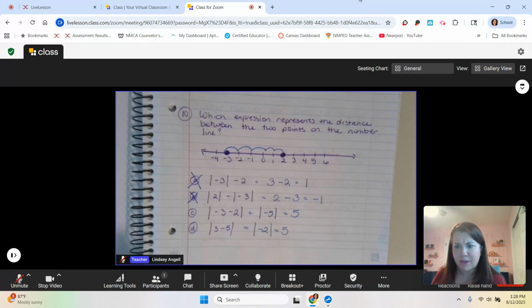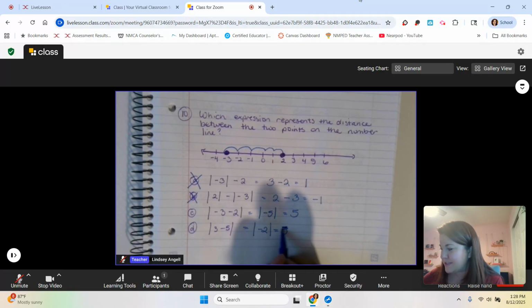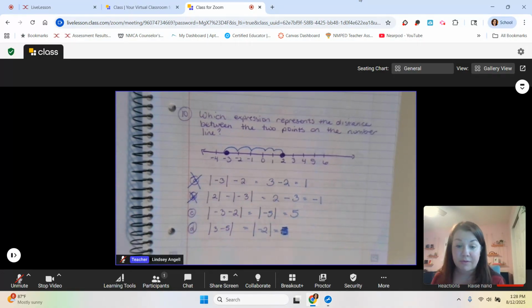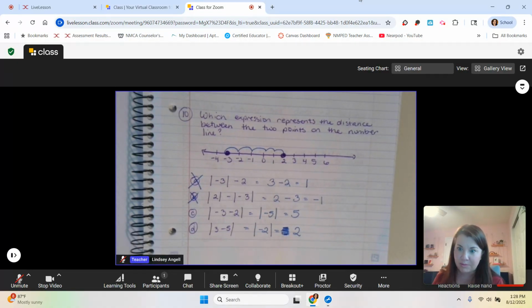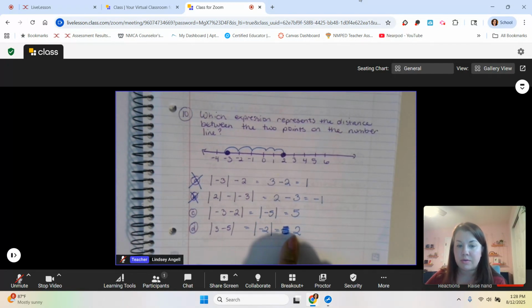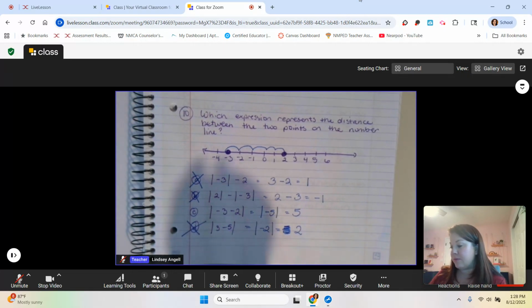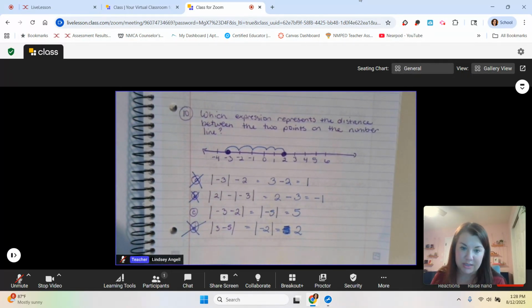No, just kidding. Oh my goodness. Miss Angel made a huge mistake. I was looking at that 5. The absolute value of -2 is 2. Holy moly, Miss Angel. Right? Because -2 is 2 spaces away from 0. So D doesn't work either, making C our final answer.